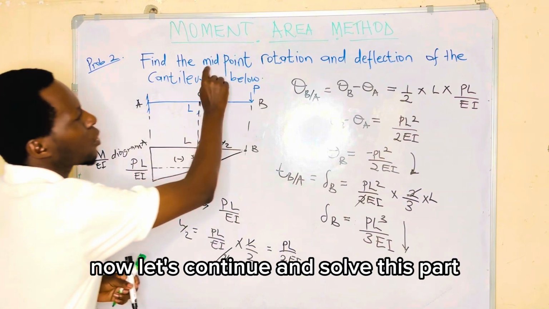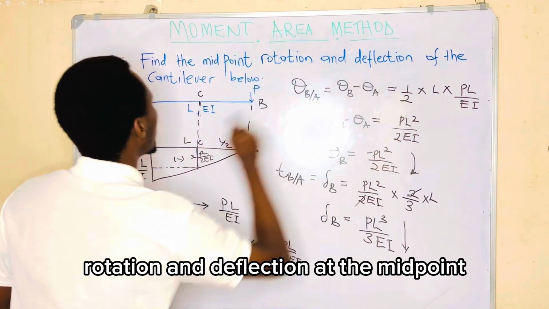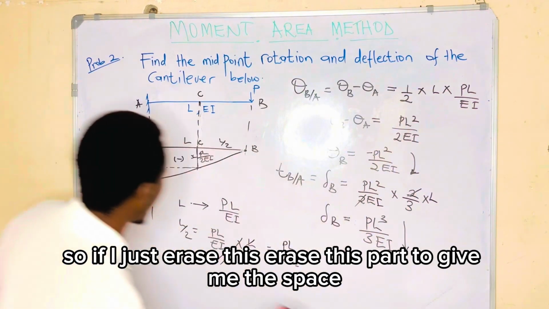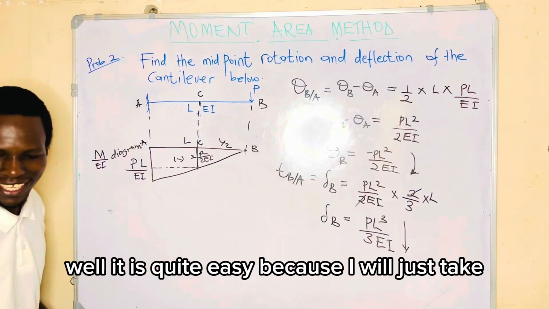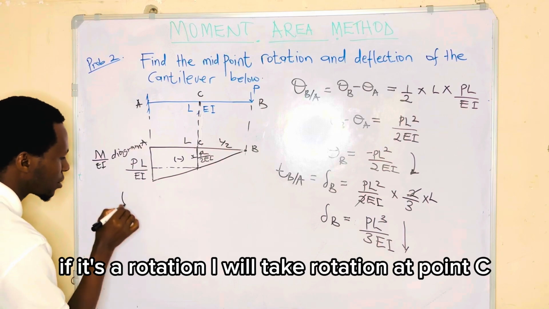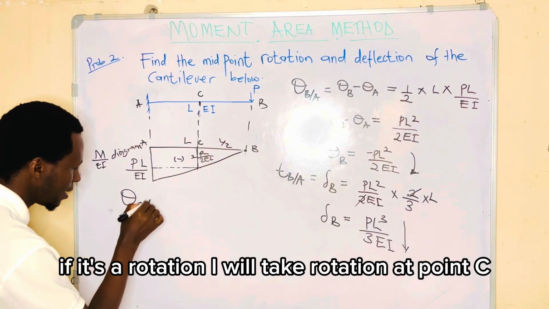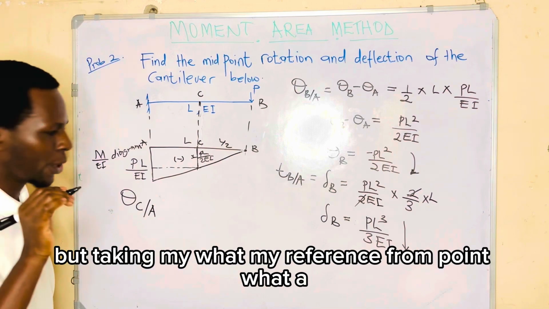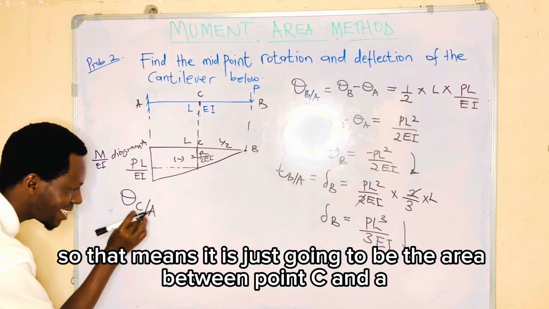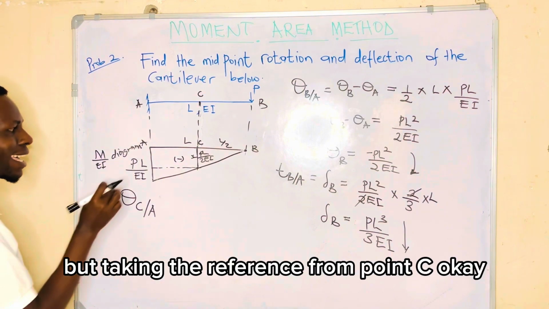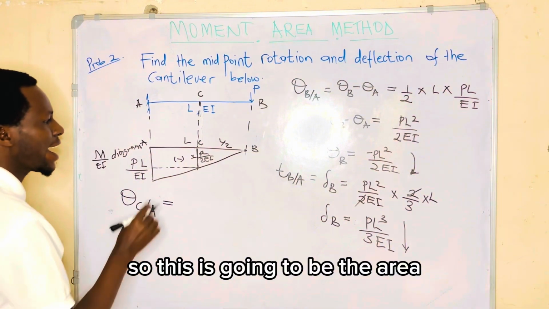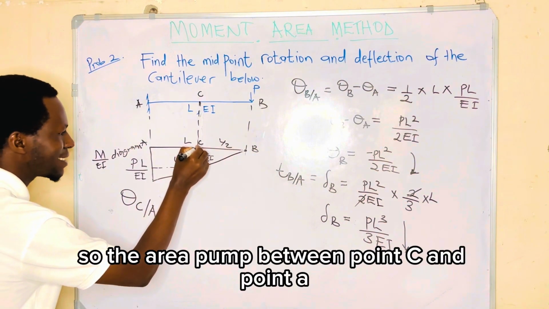Now let's continue and solve this part: rotation and deflection at the midpoint. So let me erase this part to give me space. Well, it is quite easy, because if it's a rotation, I will take the rotation at point C, taking my reference from point A. So that means it is just going to be the area between point C and A, taking the reference from point C.